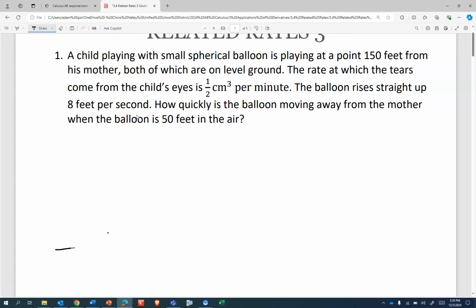All right. So here's the kid. He's got a balloon, and his mother is over here. Oh, that's not right. And his mother is playing with her cell phone because they're at the park. Okay, cool. That's 150 feet away. That's not changing.